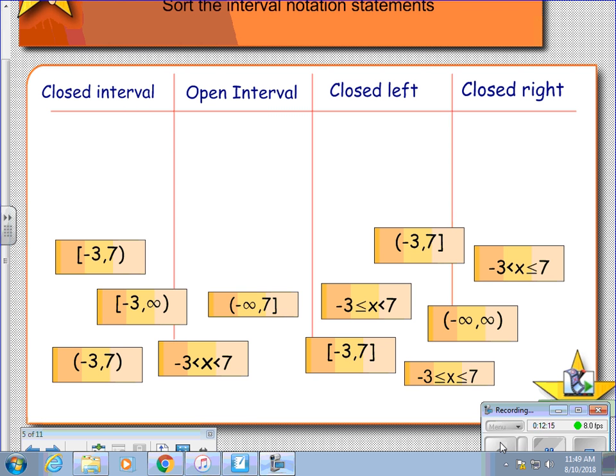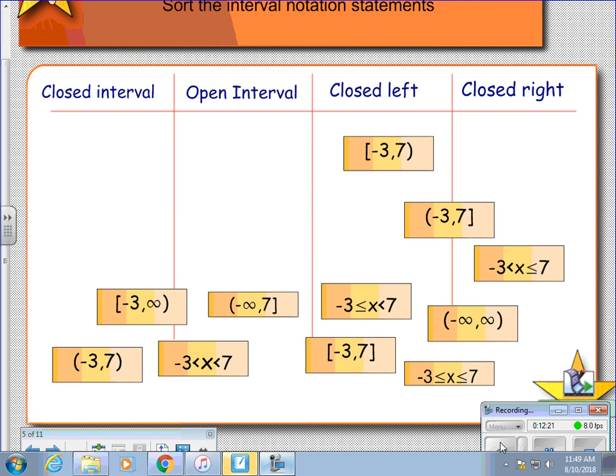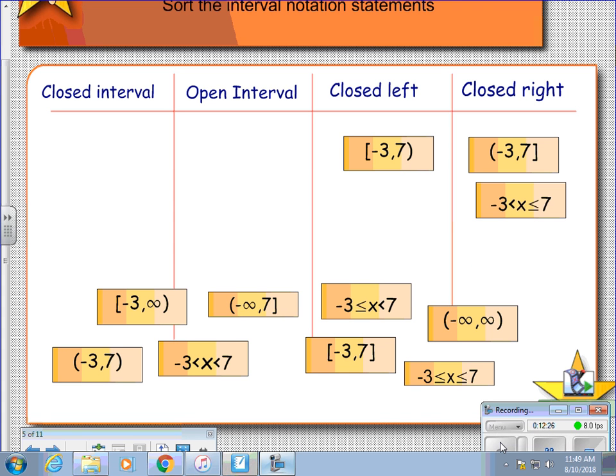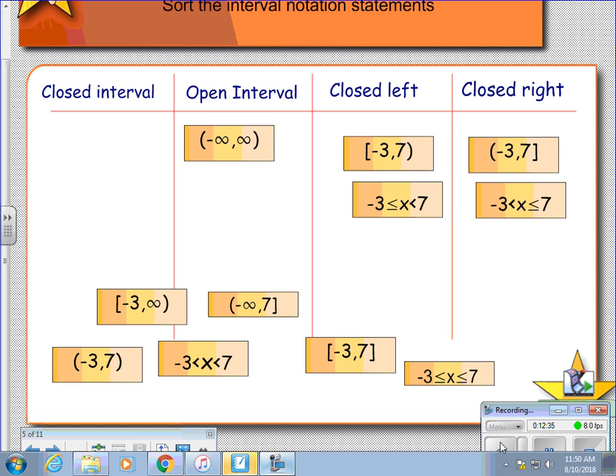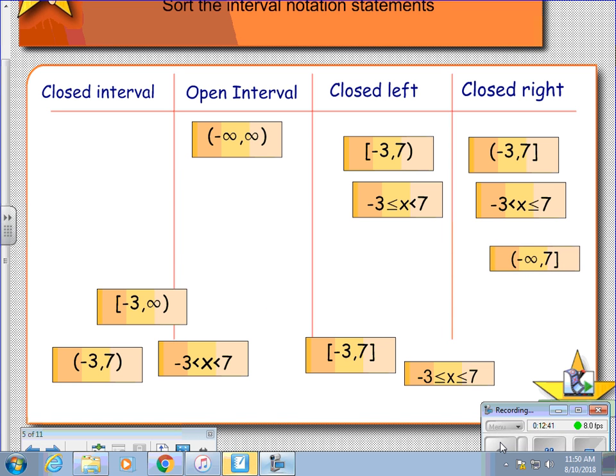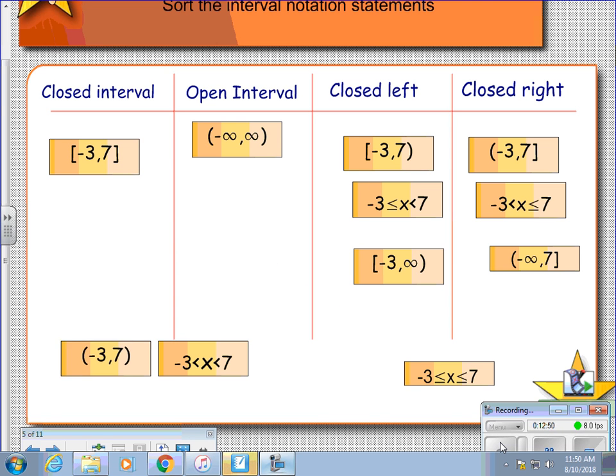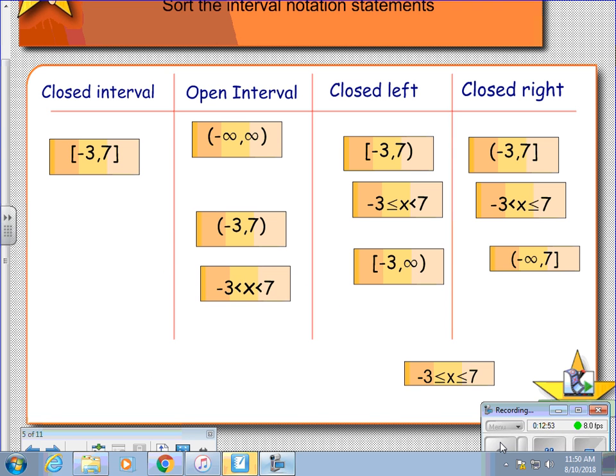Okay. So let's see. Closed left. This one. Closed right. And if I got this one right, that goes with that one anyways. And this goes with that one. Those are the same versions of the same thing. That's an open interval. This is closed right. This one's closed left. This one's a closed interval. This one's an open interval. That's the same as that. That's the same as this.